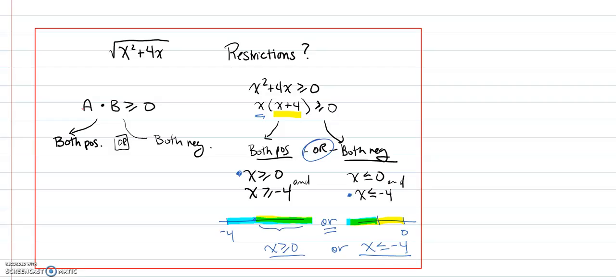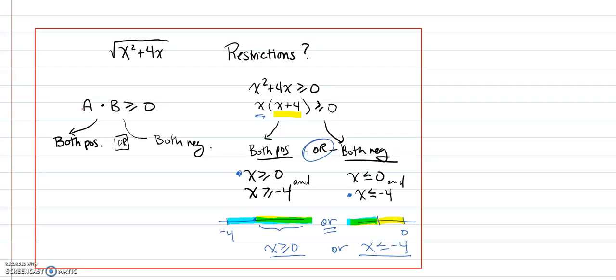Case 1, if both are positive, you get a positive number greater than 0. If both are negative, you get a positive number. So it's an or situation, not an and. One or the other could happen. So we need to take each case separately.